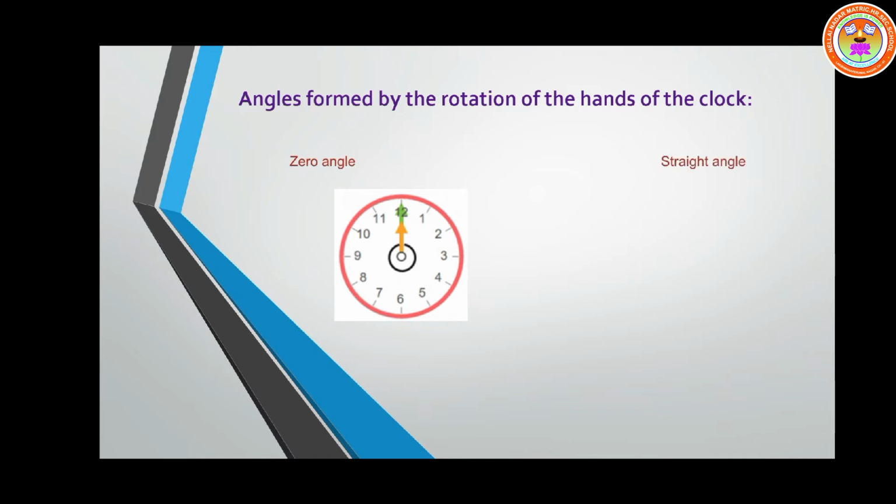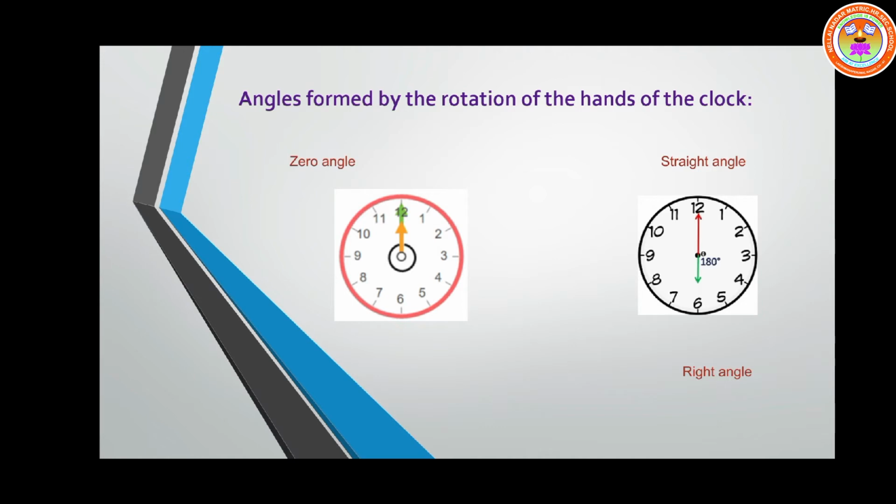Next, straight angle. Here, what is the time? It is 6 o'clock. Here you have the minute hand at 12, the hour hand at 6. So when it lies like this, what type of angle is formed? It is straight angle. Next, right angle. Now can you say the time? It is 3 o'clock. Here the minute hand is at 12 and the hour hand is at 3, in such a way that 90 degrees is formed. So now we have learned zero angle, straight angle, right angle.